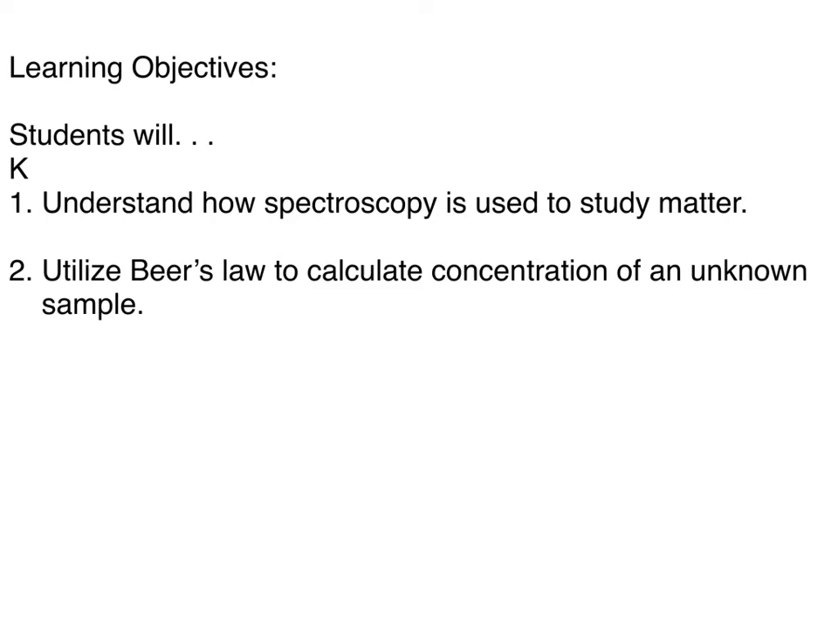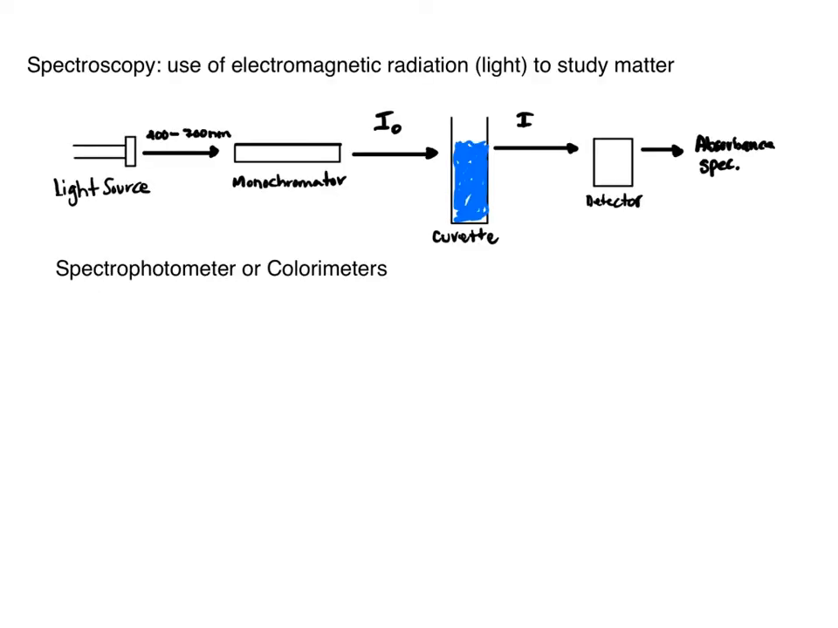After watching this video lecture series, students will be able to understand how spectroscopy is used to study matter and be able to utilize Beer's law to calculate concentrations of unknown samples. Spectroscopy is the use of electromagnetic radiation or light to study matter. There are many types of spectroscopy that take advantage of light properties. In this lecture, though, we're going to be focusing on spectroscopy associated with the visible spectrum.